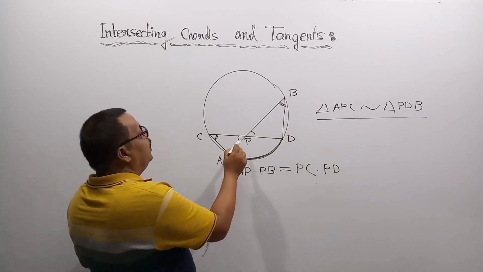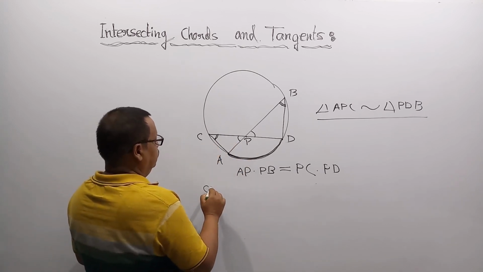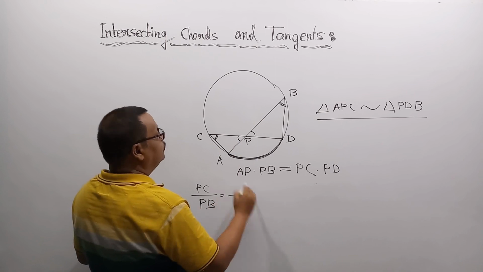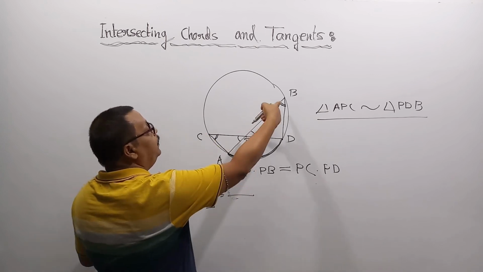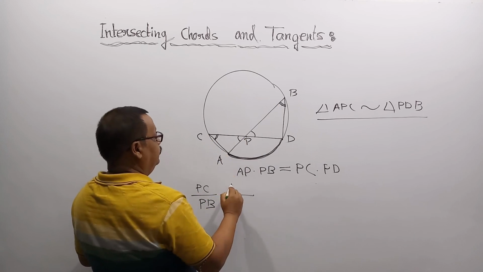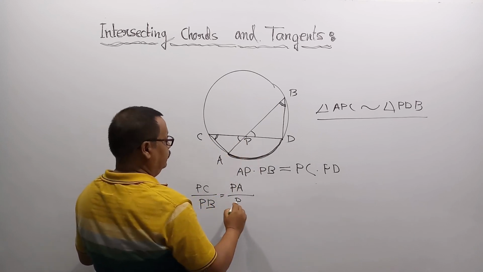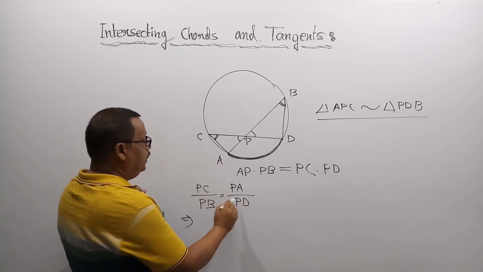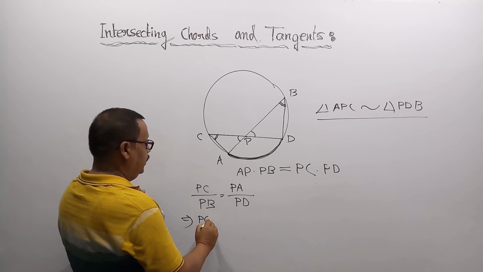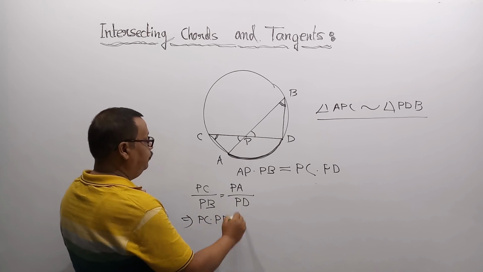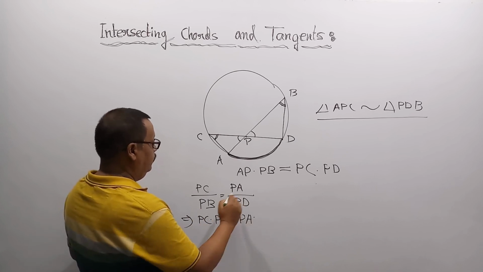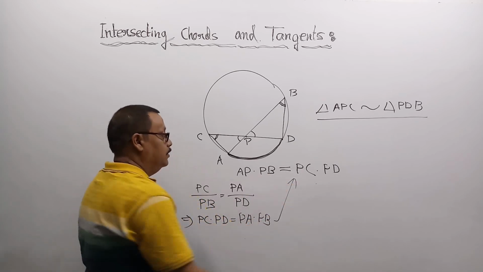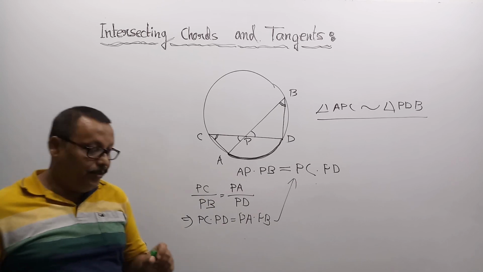You can tell PC by PB equals PA by PD. See, sides are proportional. This implies PC into PD equals PA into PB. Yes. I think it is clear? Good.